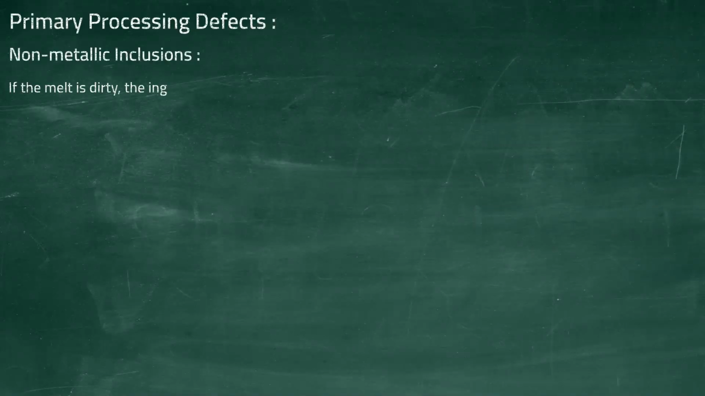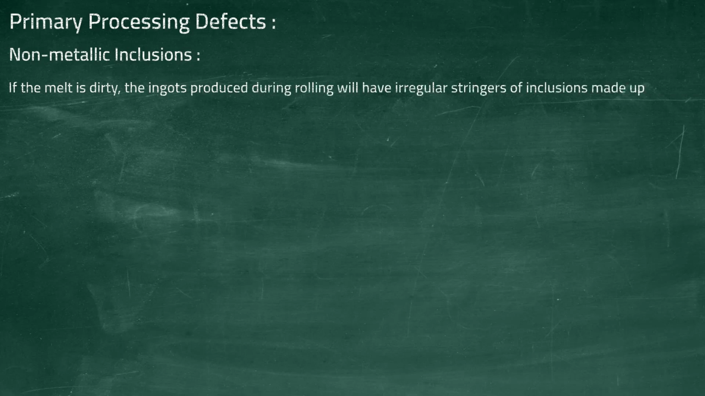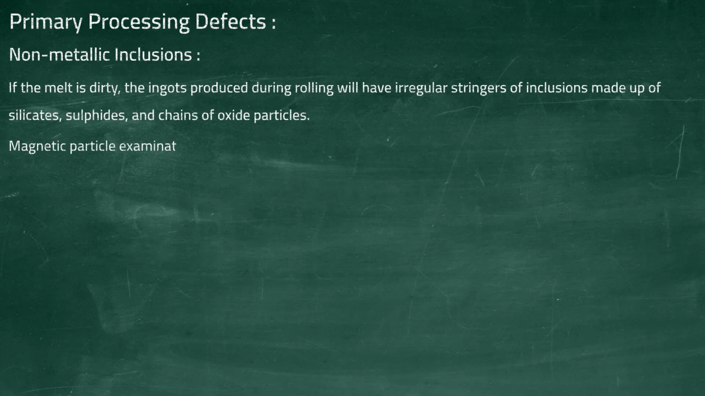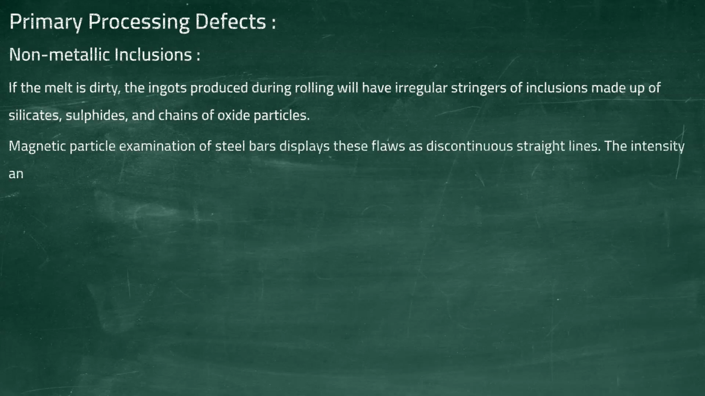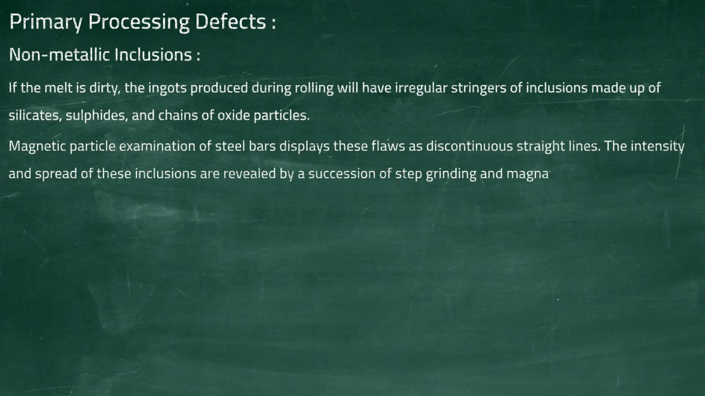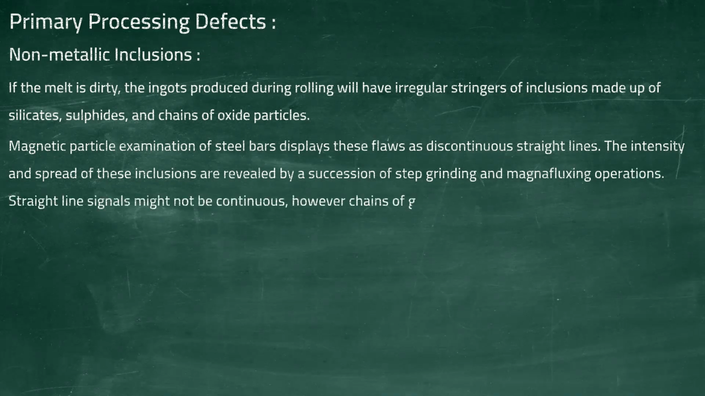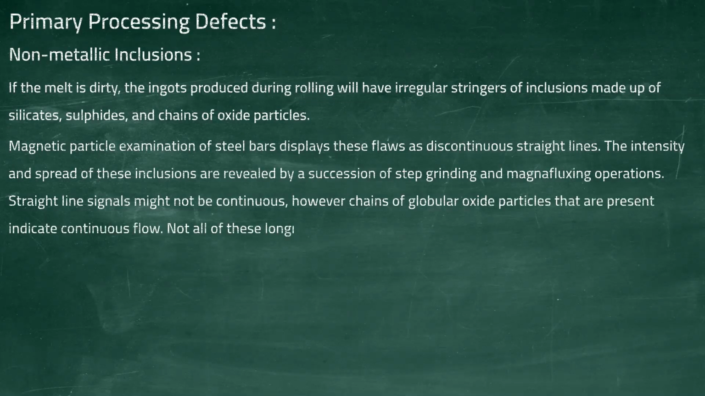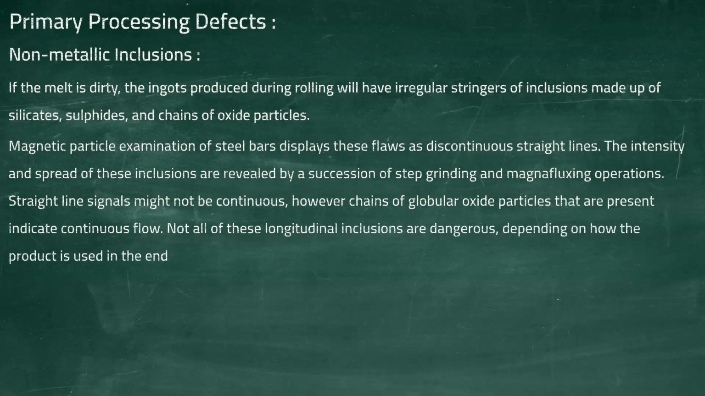If the melt is dirty, the ingots produced during rolling will have irregular stringers of infusions made up of silicates, sulfides, and chains of oxide particles. Magnetic particle examination of steel bars displays these flaws as discontinuous straight lines. The intensity and spread of these infusions are revealed by a succession of step grinding and magnafluxing operations. Straight line signals might not be continuous, however chains of globular oxide particles that are present indicate continuous flow. Not all of these longitudinal infusions are dangerous, depending on how the product is used in the end.